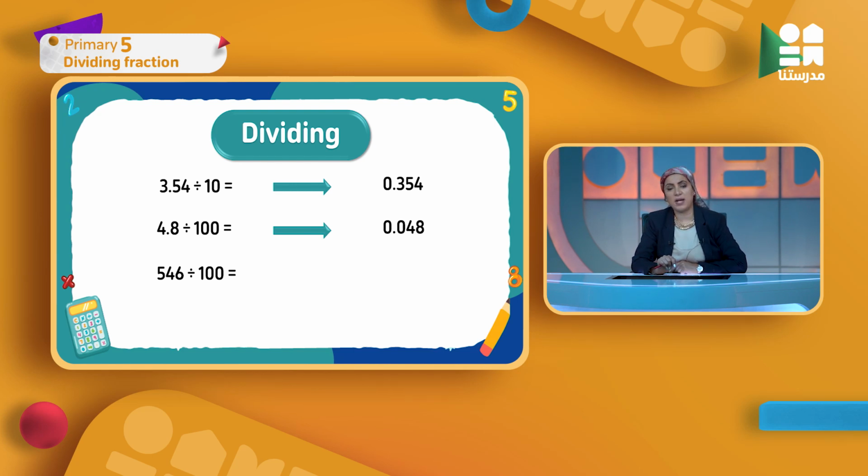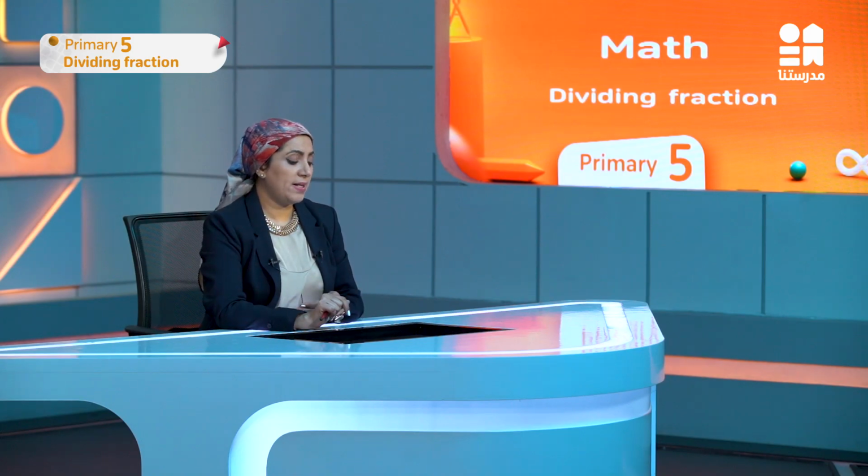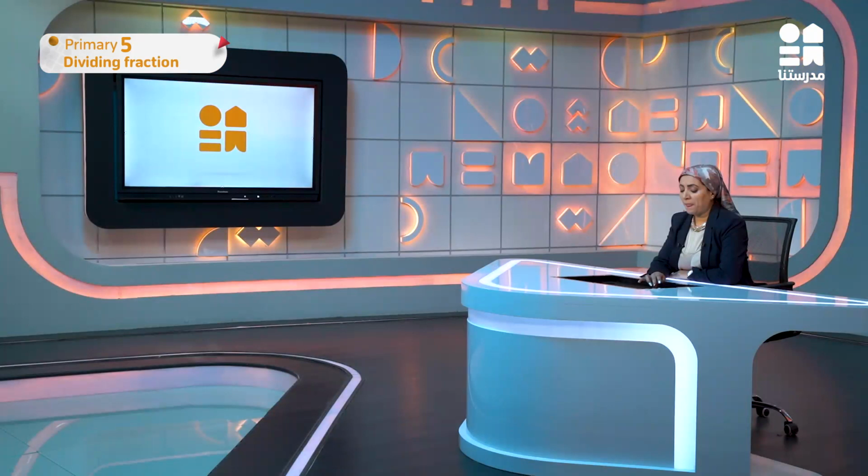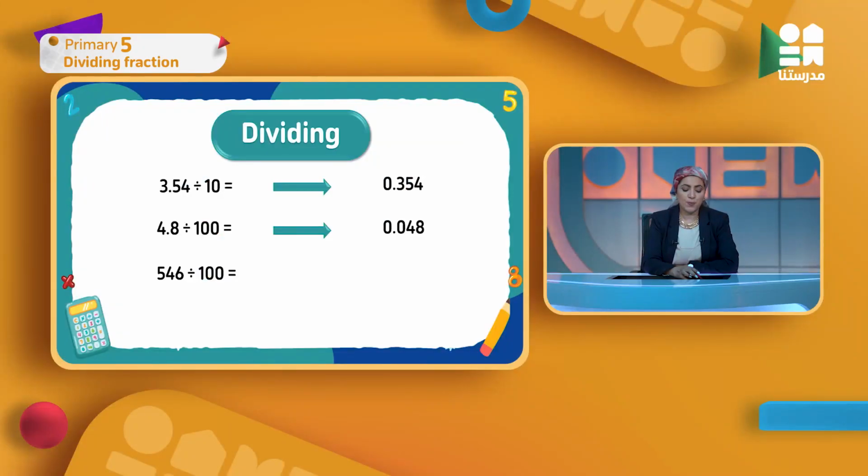Now, another example, 546 divided by 100. As we said before, every whole number is a fraction, but the 1 is hidden. Also, every whole number is a decimal number, but the .0 is not written because there is no need for it. It has no meaning. So here, I will move the decimal point, which is already hidden, 2 places. So the answer will be 5.46.